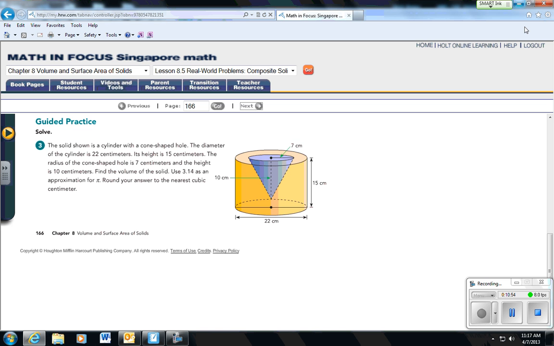Okay? So again, your strategy has got to be find out what exactly you need to do, establish what formulas you need, write the formulas down, plug in all your information, follow your strategy, and solve for the answer.